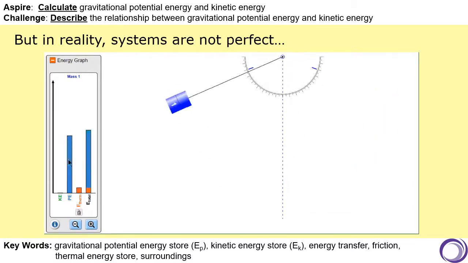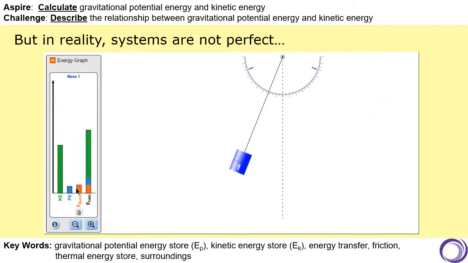And you can see straight away that we have got an extra graph here increasing. So that is the thermal energy store. And that is actually the thermal energy store of the surroundings. So that's the air around the pendulum. And you can see that the maximum kinetic energy and the maximum gravitational potential energy of the pendulum are both decreasing. That's because they are losing energy.